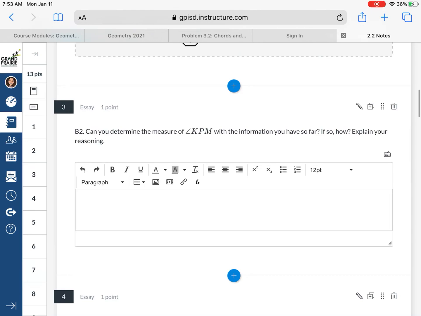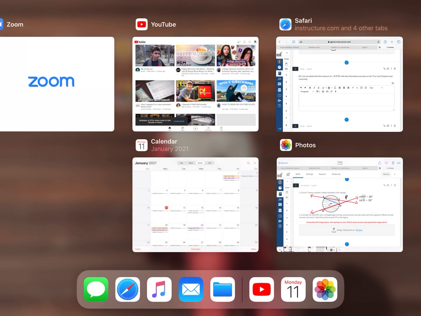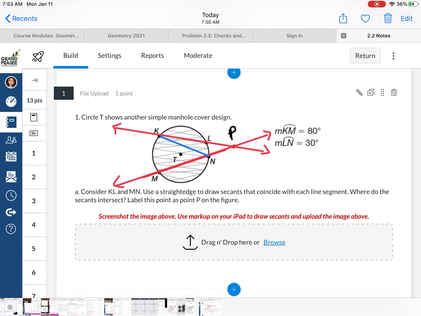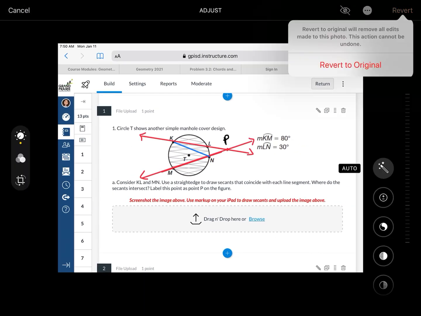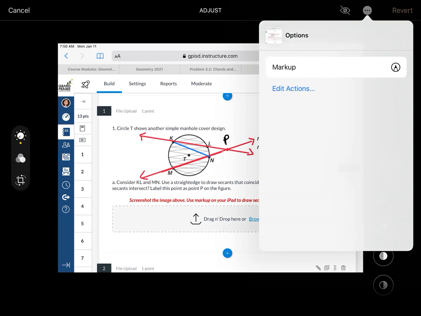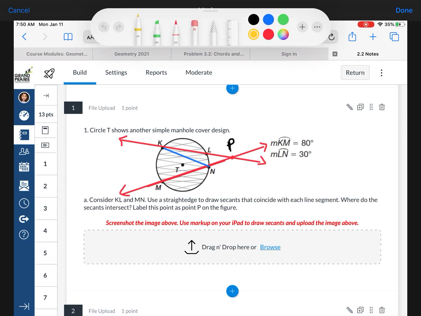All right, number 3, it says, can you determine the measure of angle KPM with the information you have so far? If so, how? Explain your reasoning. So let's go look for angle KPM. Oh, I want to just highlight it for you here. KPM, KPM. That yellow angle, can we find the measure of that angle?